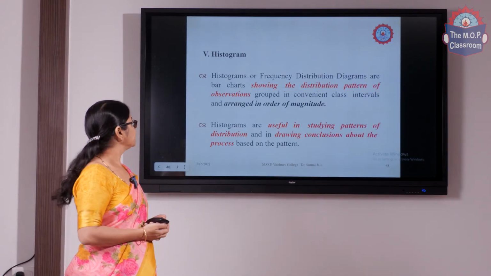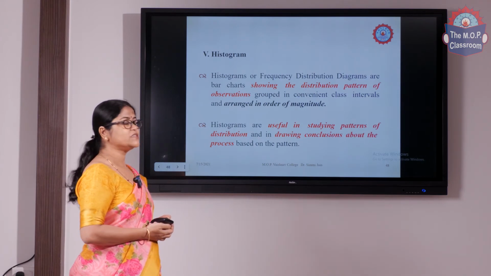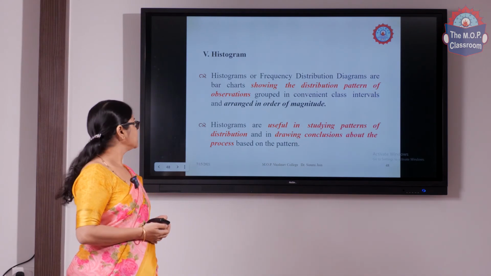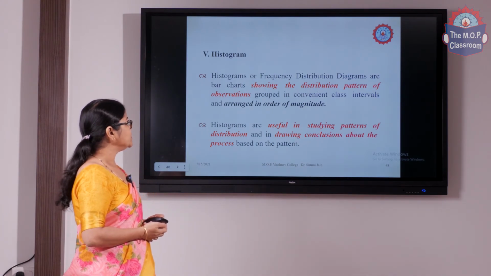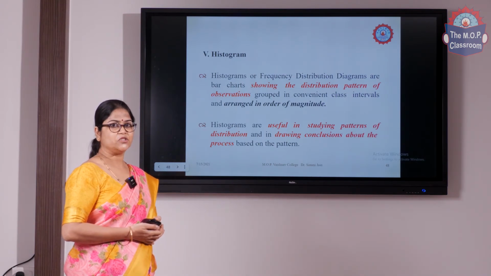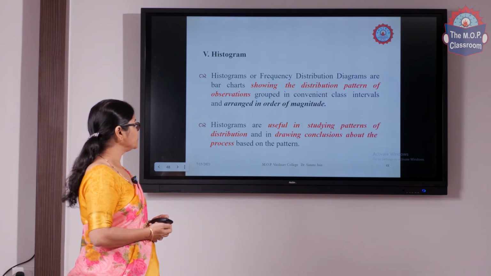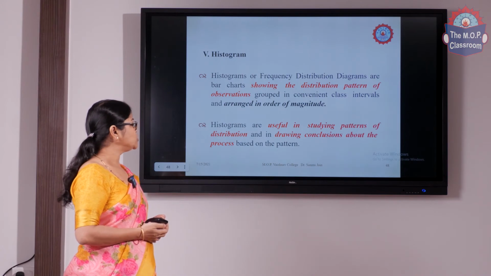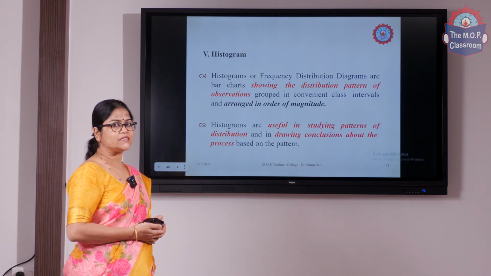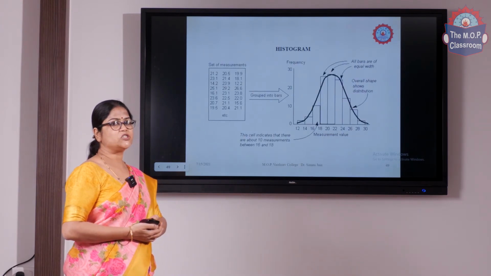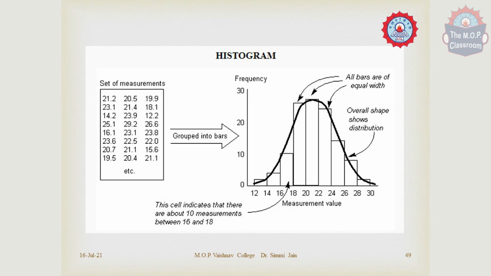Histograms. Histograms or frequency distribution diagrams are bar charts showing the distribution patterns of observations grouped in convenient class intervals and arranged in order of magnitude. Histograms are useful in studying the pattern of distribution and in drawing conclusions about the process based on the pattern. We can see a histogram on the slide which shows the distribution of the observations.